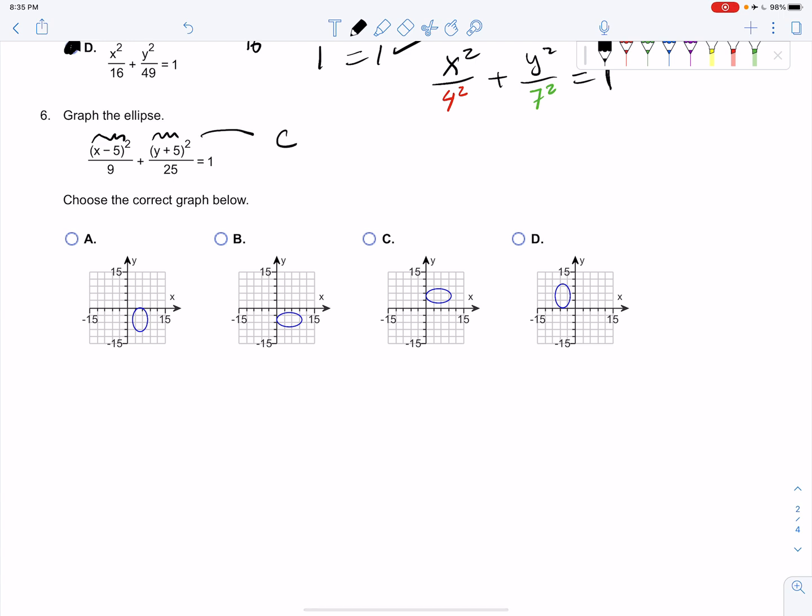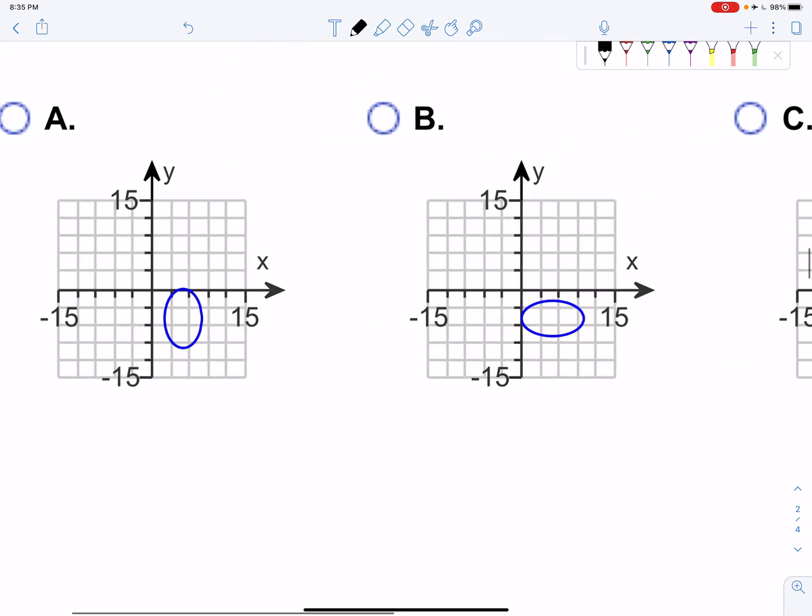What is the center going to be? Well, I see x minus 5, so the x value of the center is 5. I see y plus 5, so the y value is negative 5. There is my center. That's the first thing I'm going to do, because some of these graphs are not even possible because they're not centered right. So 5, negative 5, I'm just going to start here because this looks like it might work.